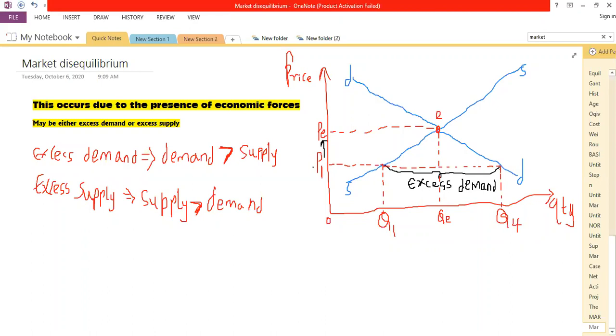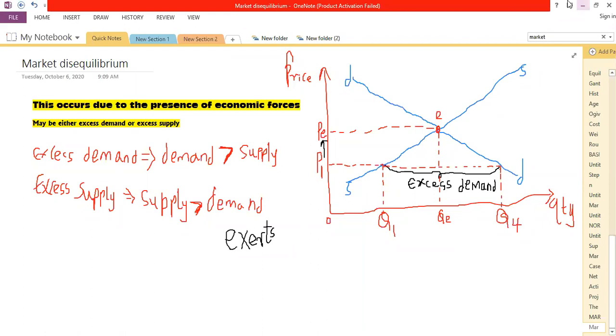An excess demand is an economic force which exerts an upward pressure on the price of the commodity in the market under normal circumstances. I'm quoting normal circumstances because we'll see again a case where we may be having the government intervention. So with excess demand, price starts now to go up.